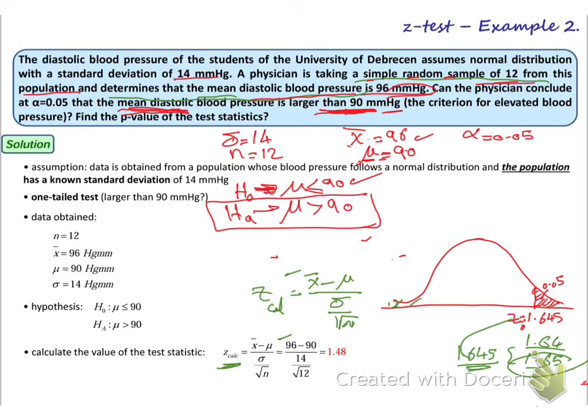So he told me he assumed that the mean of the diastolic blood pressure for the population is 90. So I can use the same thing. I have mu here. So I can put x bar minus mu, where x bar equals 96 minus 90, which is mu, divided by sigma, which is given as 14, divided by the square root of n, which is 12. So I get 1.48.